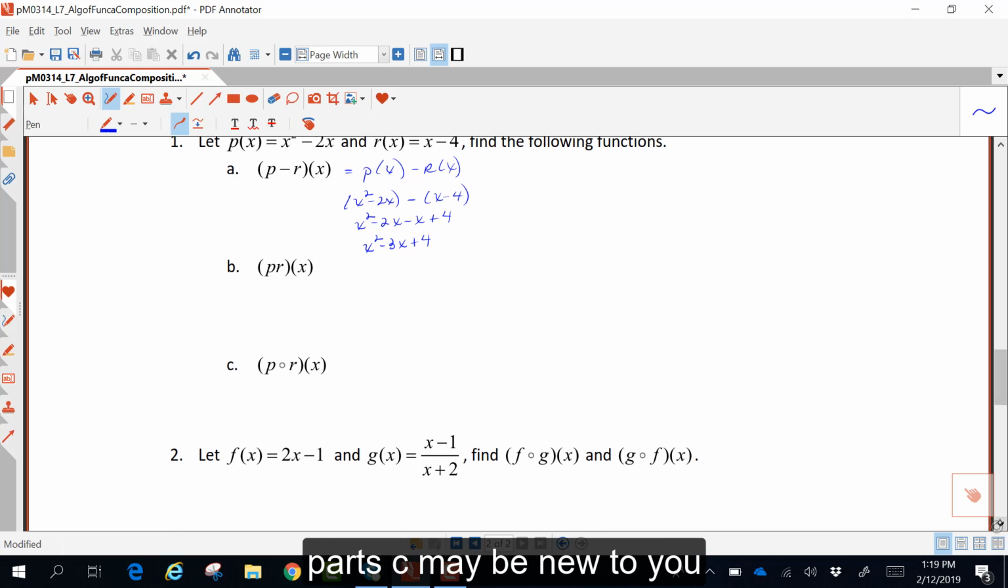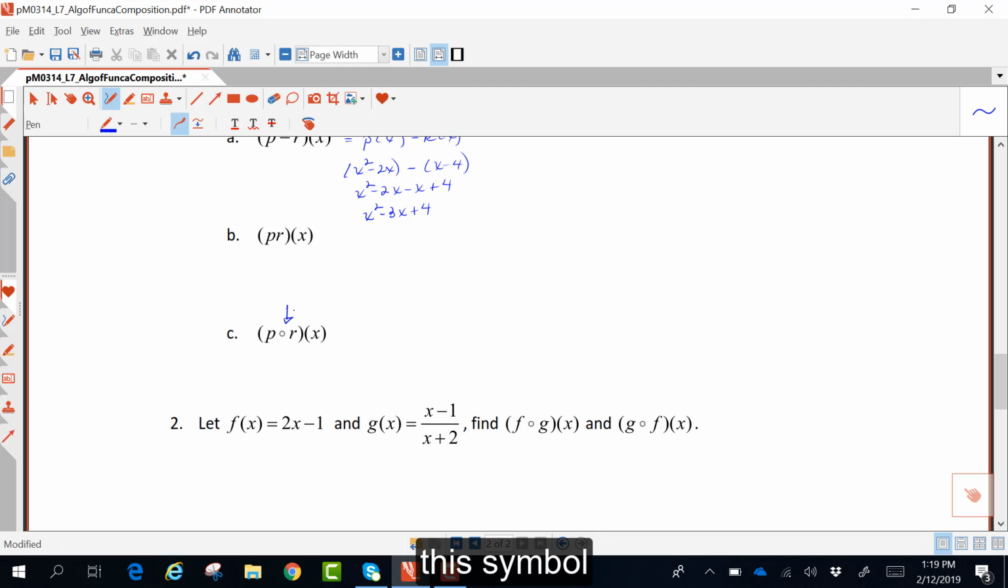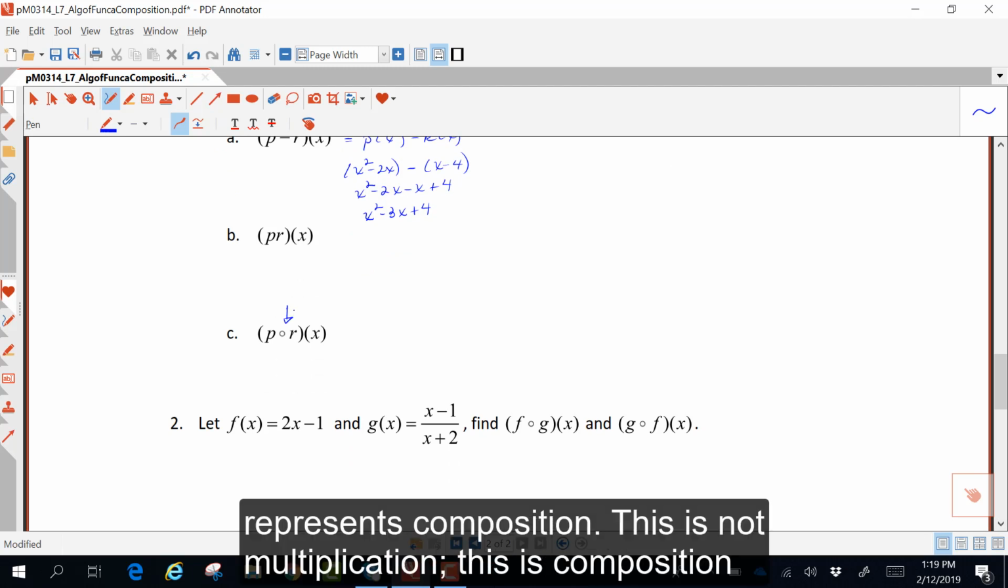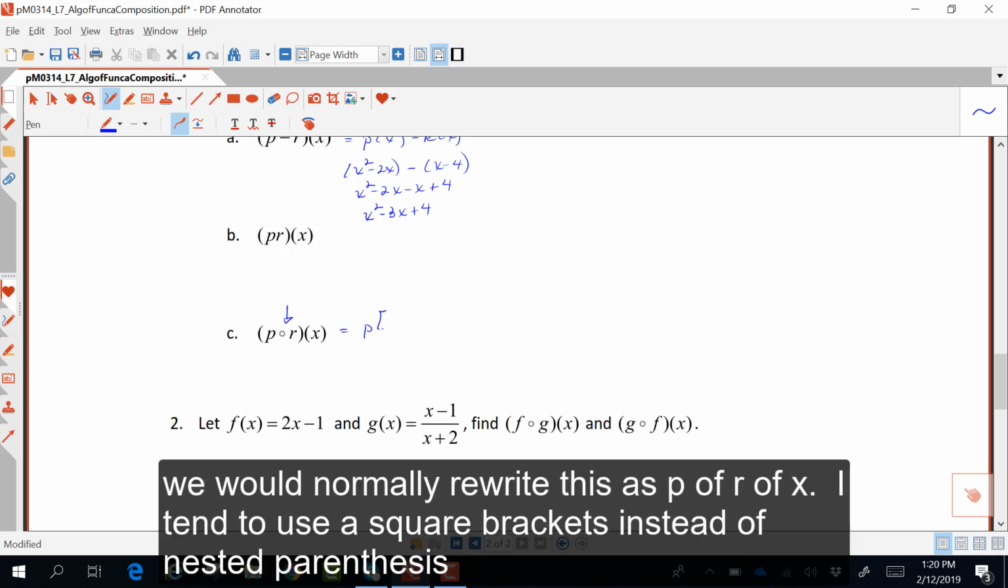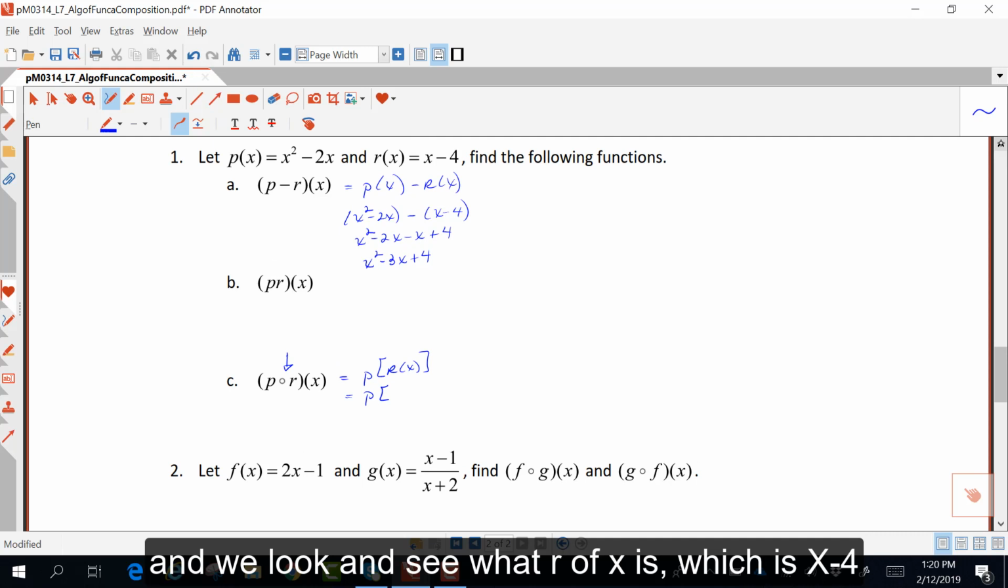Part C may be new to you. This symbol represents composition. This is not multiplication. This is composition. We would normally rewrite this as p of r of x. I tend to use square brackets instead of nested parentheses. P of r of x is simply p of, and we look and see what r of x is, x minus 4.